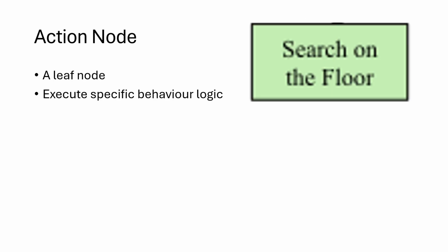Then we have an action node, which is a square, and then you have a behavior in it. It's a leaf node. You cannot add more child nodes to this. Basically you attach a behavior to this action node, and when it goes through this action node, it will execute this behavior logic.